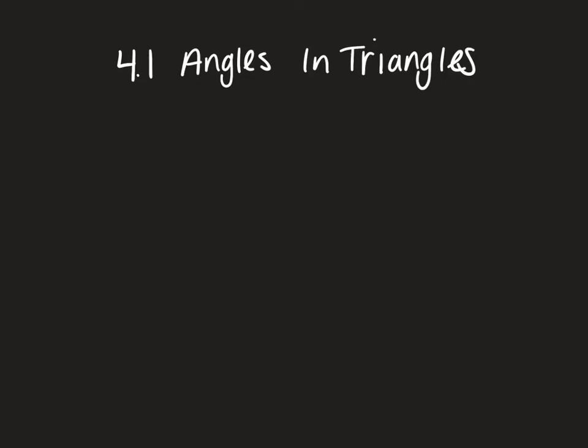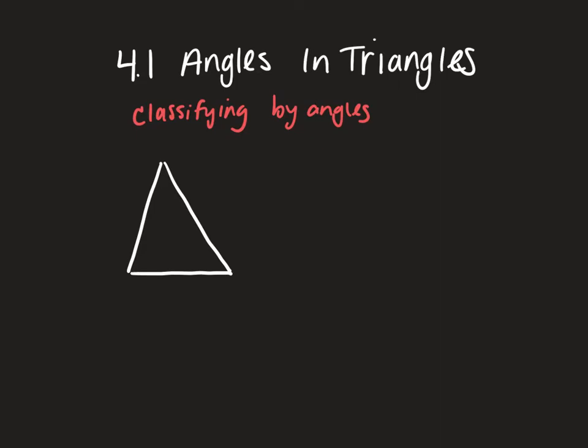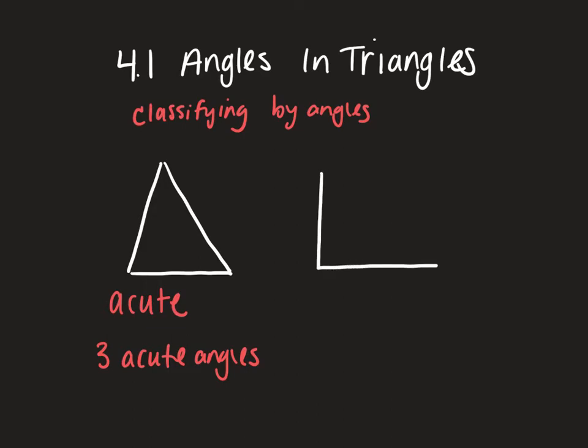Right, so when we're classifying them by angles, we have an acute triangle, which means that it has 3 acute angles. We can also have right triangles, and they have 1 right angle.